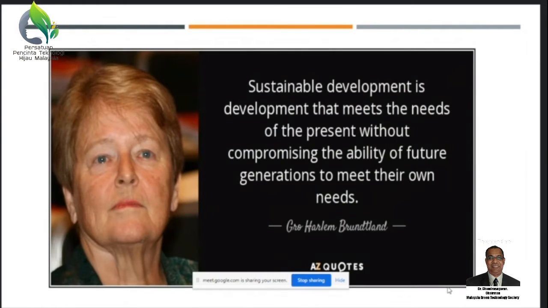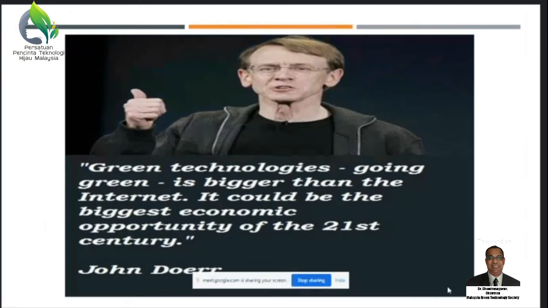This is a quote from Gro Harlem: sustainable development is development that meets the needs of the present without compromising the ability of future generations to meet their own needs. Green technologies, going green is bigger than the internet. It could be the biggest economic opportunity of the 21st century.